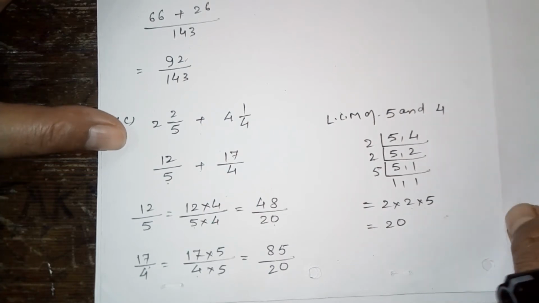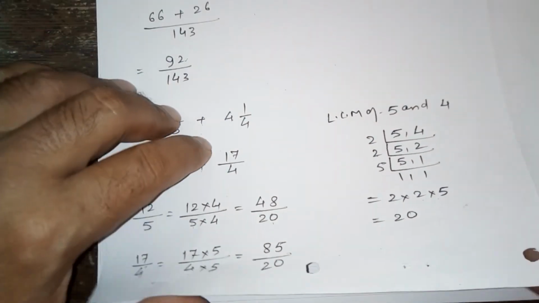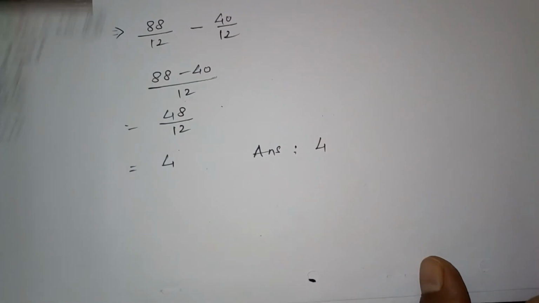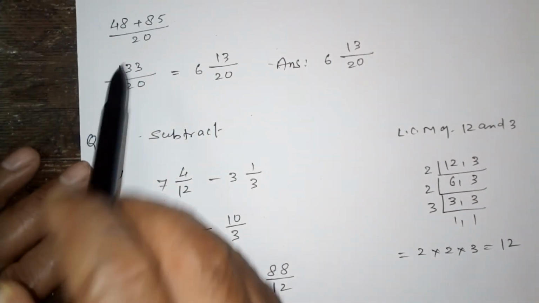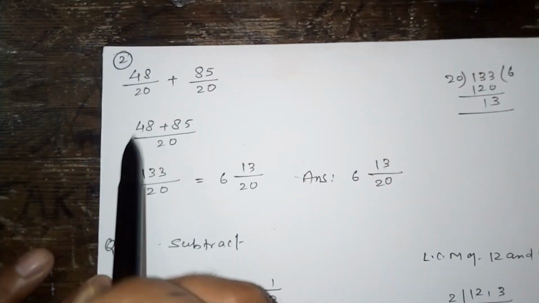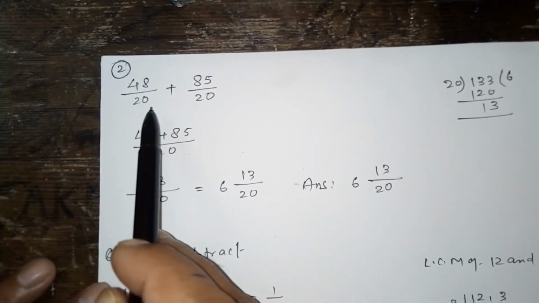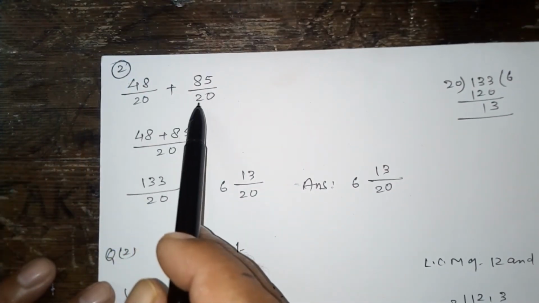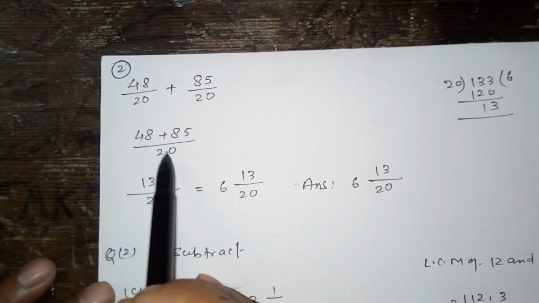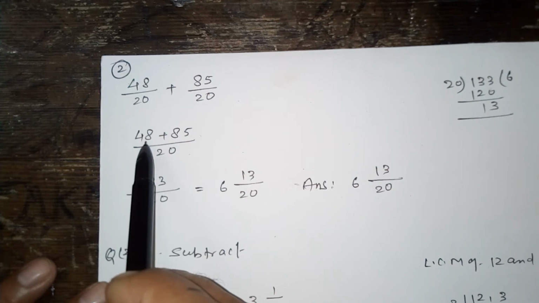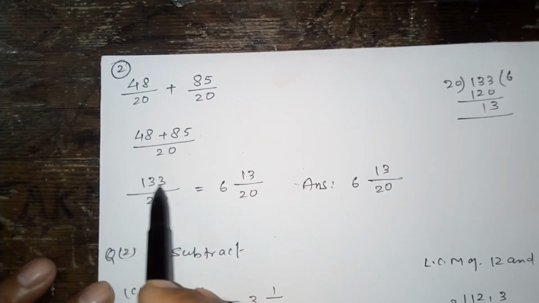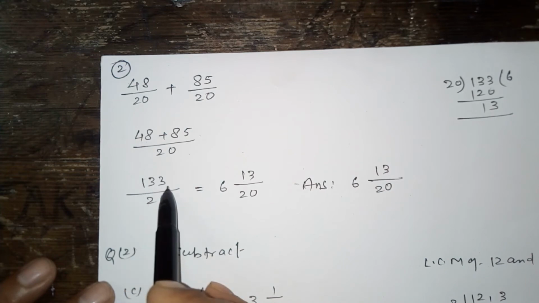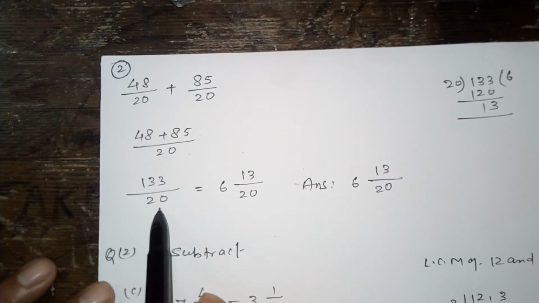Then after that we will add these two fractions. How? Look here. 48 upon 20 plus 85 upon 20. The denominator will be the same, this is 20. It will give you 48 plus 85. 48 plus 85 will give you 133 divided by 20.